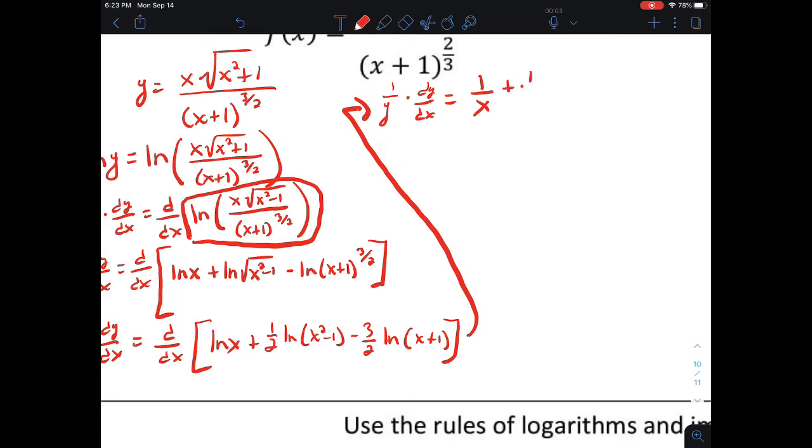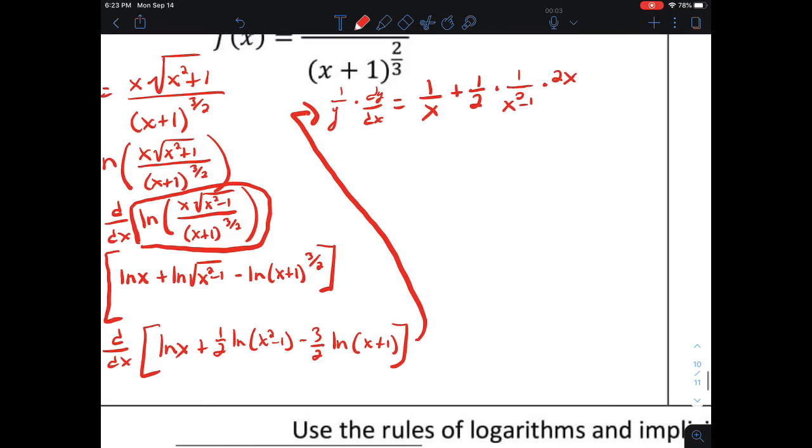And then I'd have plus 1/2 times the derivative of the natural log of x squared minus 1, which would be 1 over the inside times the derivative of the inside. And then now we're on to 3/2 times the ln of x plus 1. Its derivative would be 1 over the inside times the derivative of the inside, which is 1. And we start looking to clean this up a little bit.